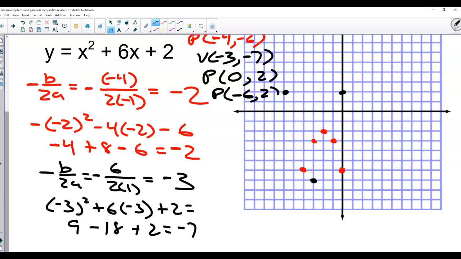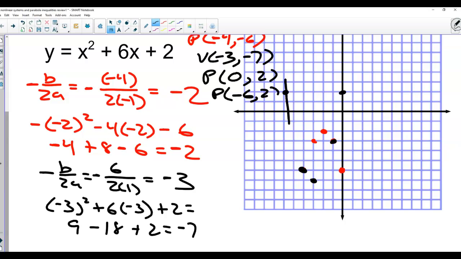Okay? If I plug negative 4 into the bottom one, negative 4 squared is 16. 6 times negative 4 is negative 24. 16 and negative 24 is negative 8. Plus 2 is negative 6. Negative 4, negative 6 is a point of intersection. Another one that looks like a possibility is negative 1, negative 3. I plug negative 1 in here. Negative 1 squared is 1. 6 times negative 1 is negative 6. 1 and negative 6 is negative 5, plus 2 is negative 3. These are my points of intersection.